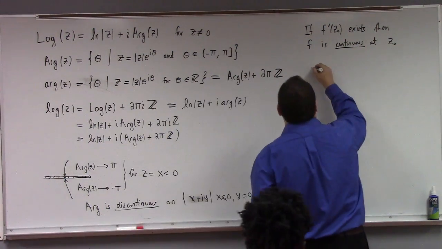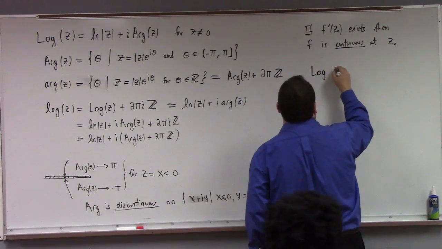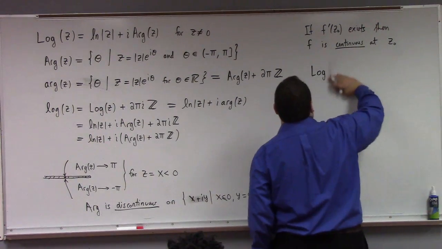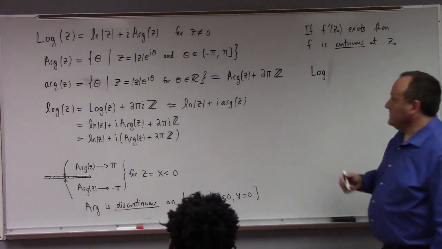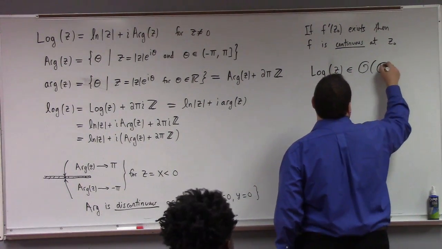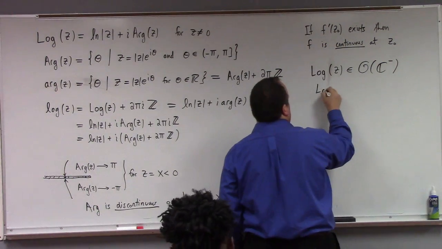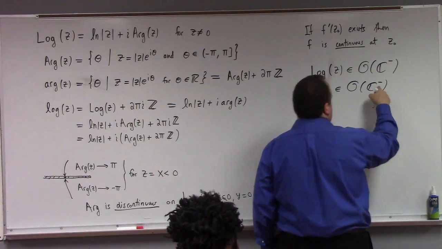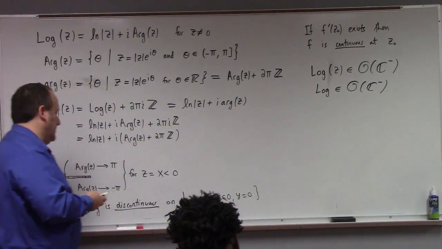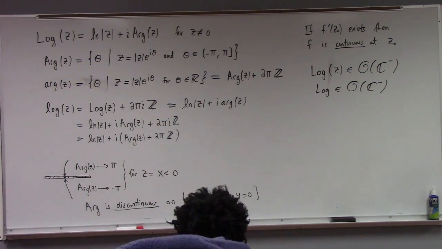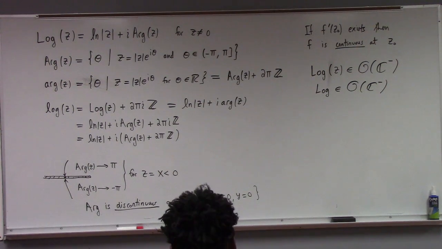So what we can say is this: log z. Here's an abuse. You guys tell me. Should I write log z is an element of the holomorphic functions on the slit complex plane, or should I say that log is an element of the holomorphic functions on the slit complex plane? So this C minus is the complex plane with the real negative axis deleted, okay? I don't want to take points off if you say one versus the other, all right?